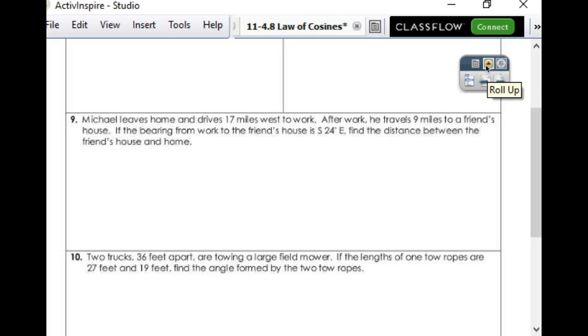Okay, fine. You can go to the bathroom now if you want. Okay, Michael leaves home and drives west to work. After work, he travels 9 miles to a friend's house. If the bearing from work to the friend's house is south 24 east, find the distance between.